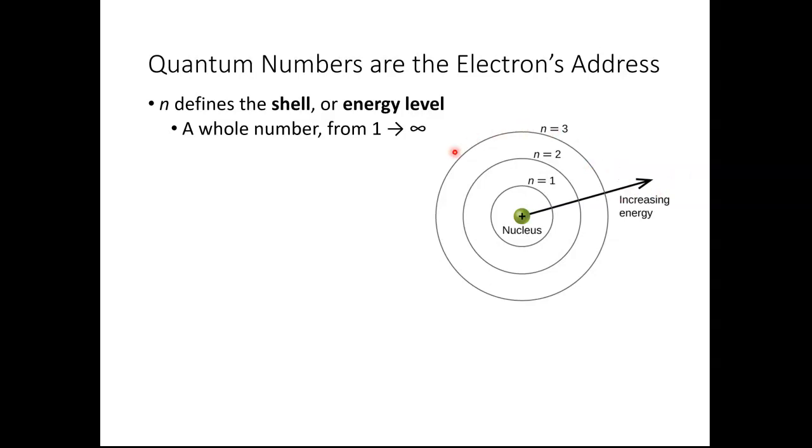So this is like the zip code. We're getting close, but we don't know exactly where. And you could think of the city and state as like the type of atom that it is. So is it a hydrogen or a helium or what have you?